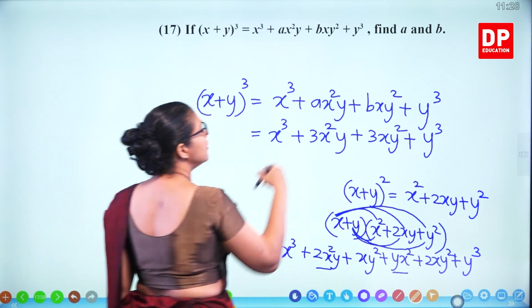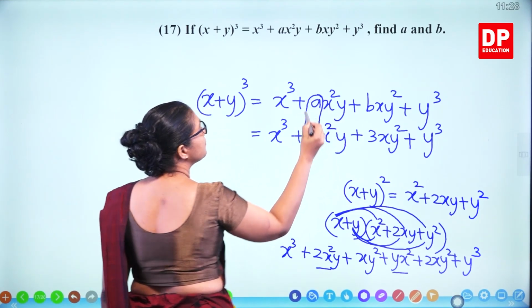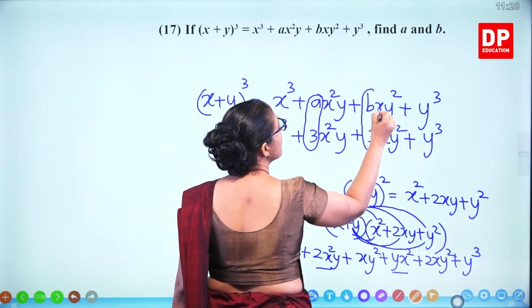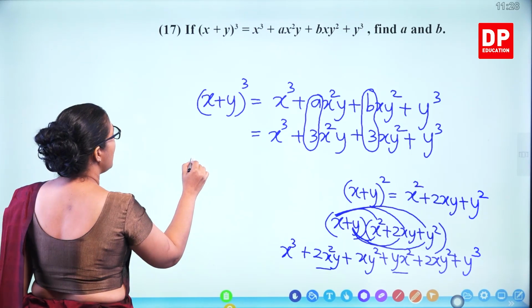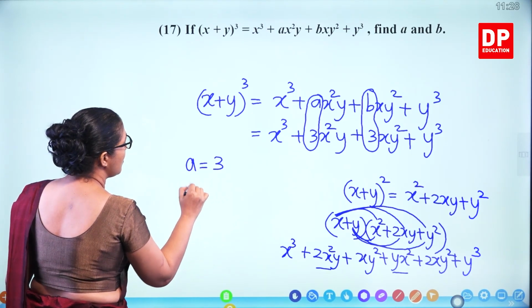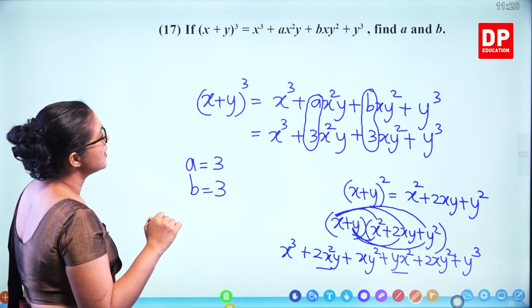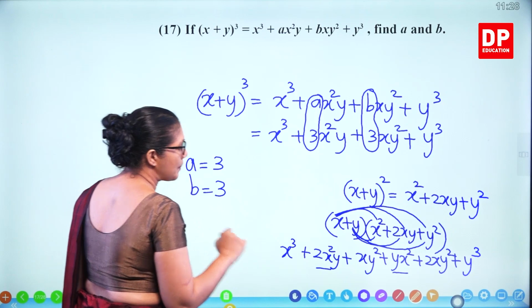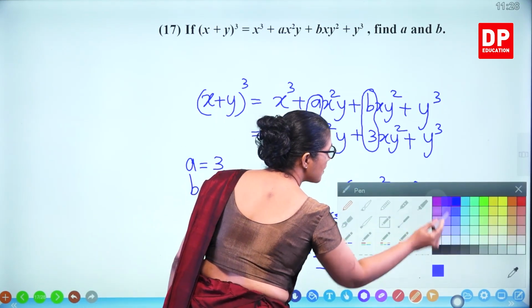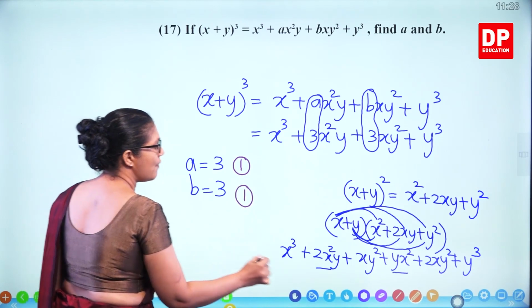Now compare. So when you compare the coefficients, what do you get? So a equals 3 and b equals 3. So you get 3 here. So 2 marks. Finding the a value and finding the b value.